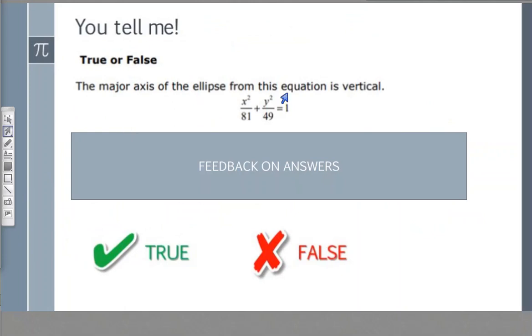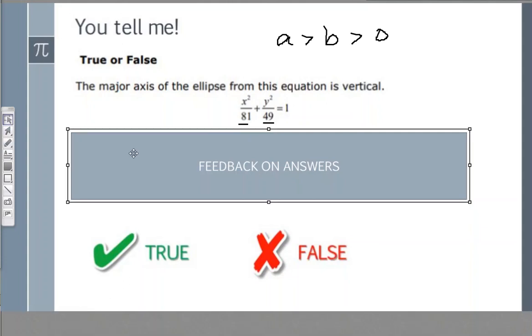Okay, hopefully you pause for just a minute. So I'm going to look here. I know that 81 is greater than 49. So there again, you've got to remember what we said at the very beginning. A is always greater than B is greater than 0. So 81 is greater than 49. So that tells me my major axis is going to be the x-axis, which makes it horizontal. So let's see if I answered that correctly. Yep, false. The major axis is horizontal since the bigger number is underneath the x.